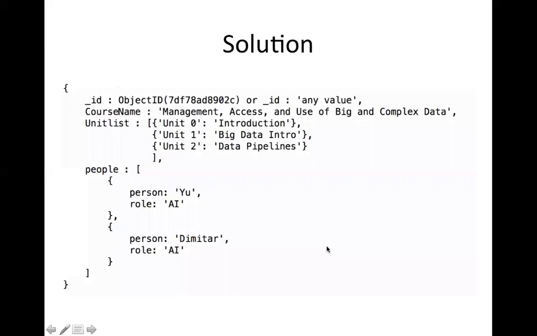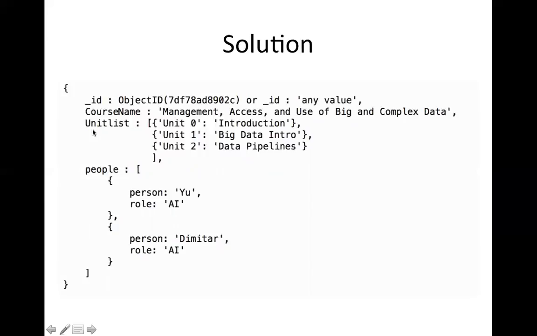So let's go to our solution. First, someone will ignore this ID because they think we haven't defined any information for the ID. It's fine. MongoDB will define an object ID for the user here. When you insert all the data into the document, you will find there's an ID there. Then the course name should be course. Just define the key field name, and that's the course name. So put the value: Management access and use of big and complex data. We use a comma to split the pairs.